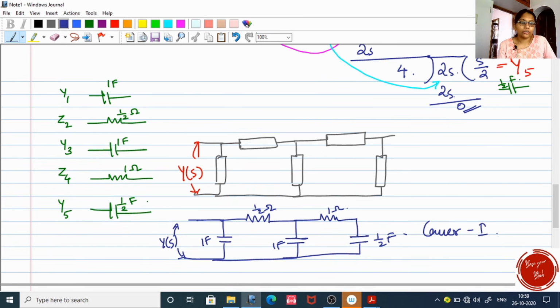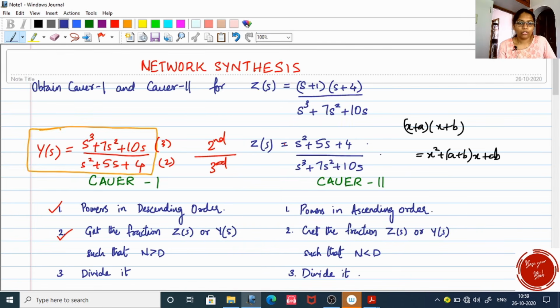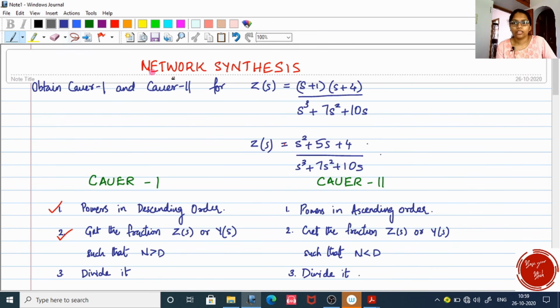Now let's do Cauer 2. For Cauer 2, see, this is our question, and to form the Cauer 2 diagram, we have to arrange the powers, arrange the fractions in ascending order. The powers of the numerator and denominator must be in ascending order. So z of s becomes 4 plus 5s plus s raised to 2 divided by, here also make it in ascending order, 10s plus 7s raised to 2 plus s raised to 3.